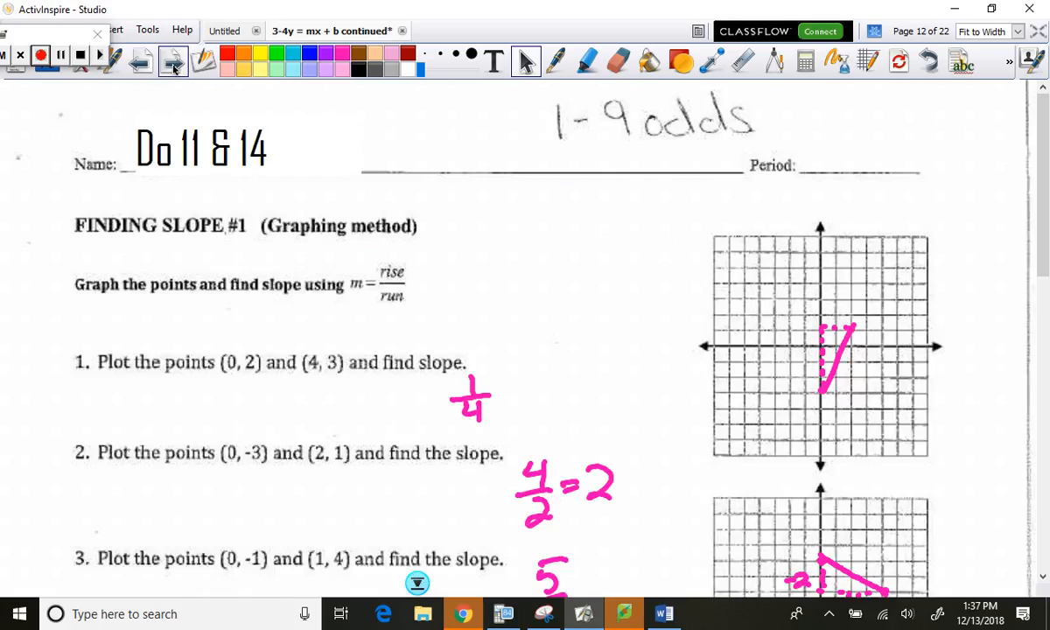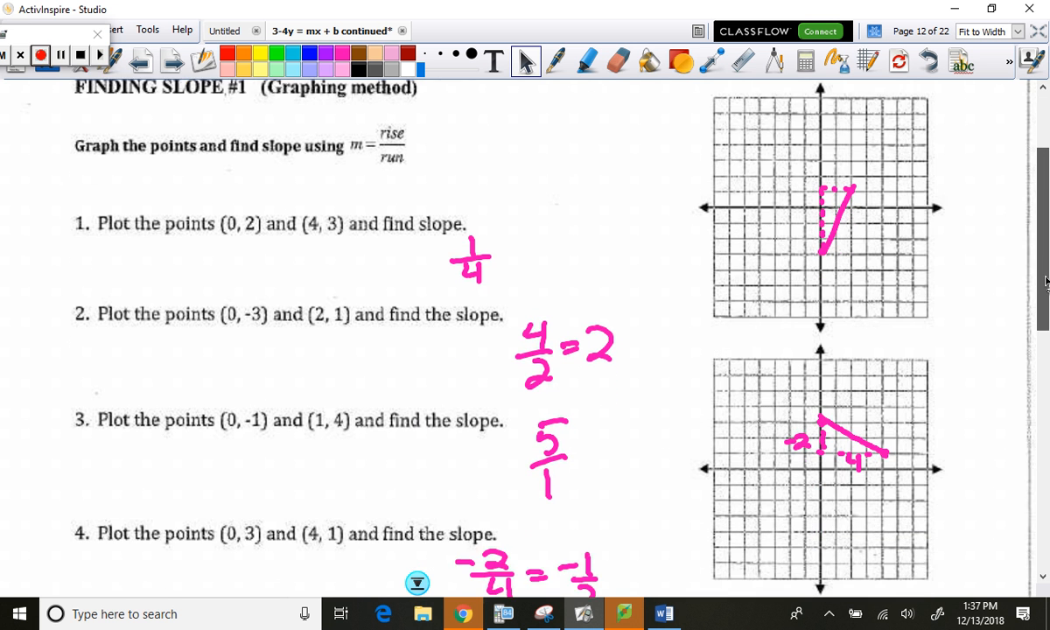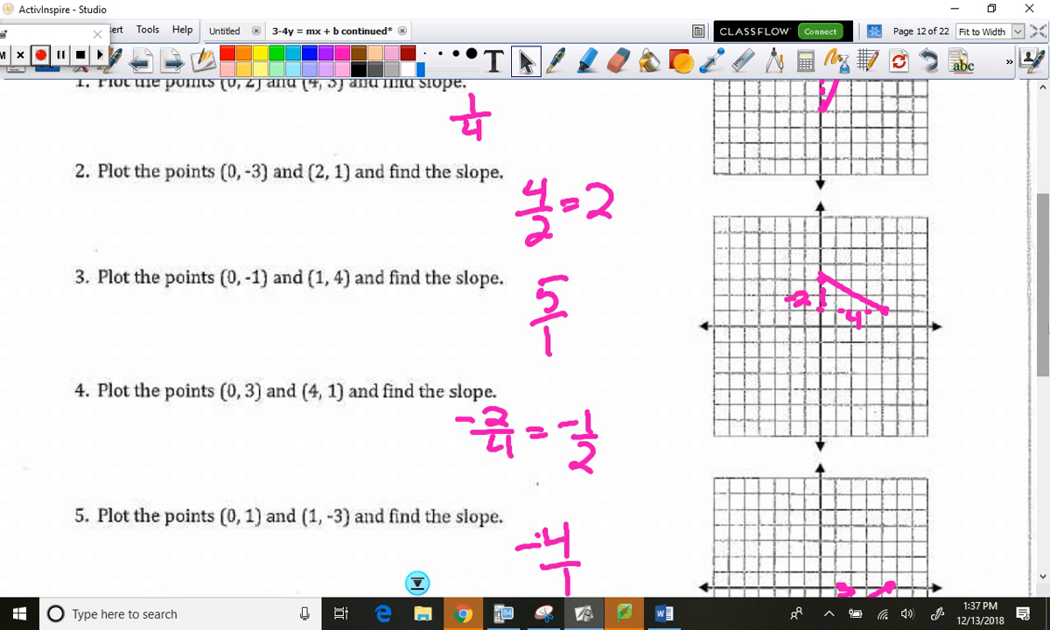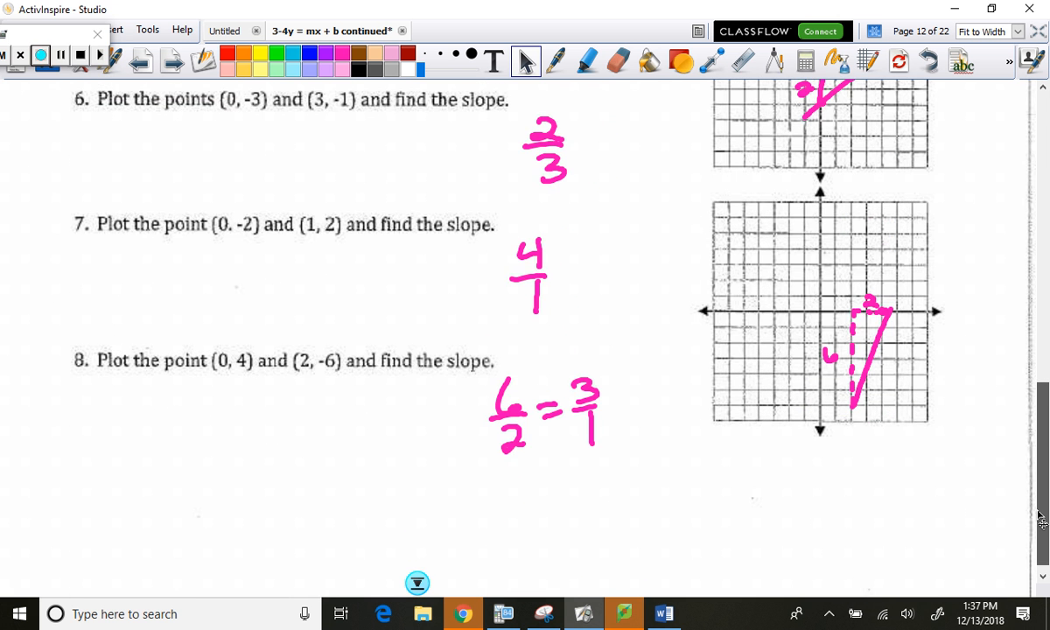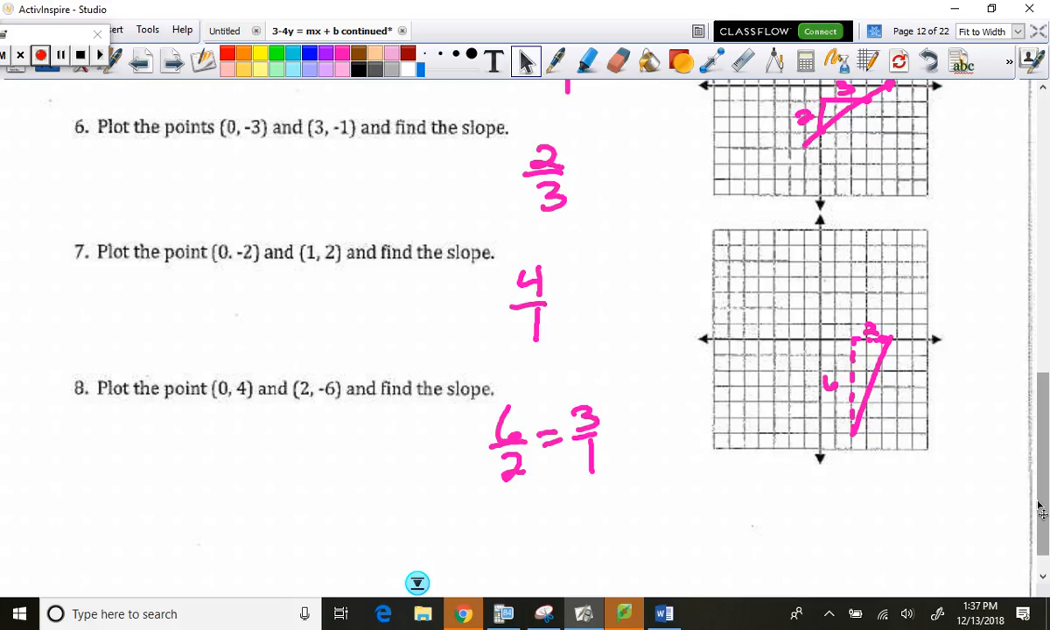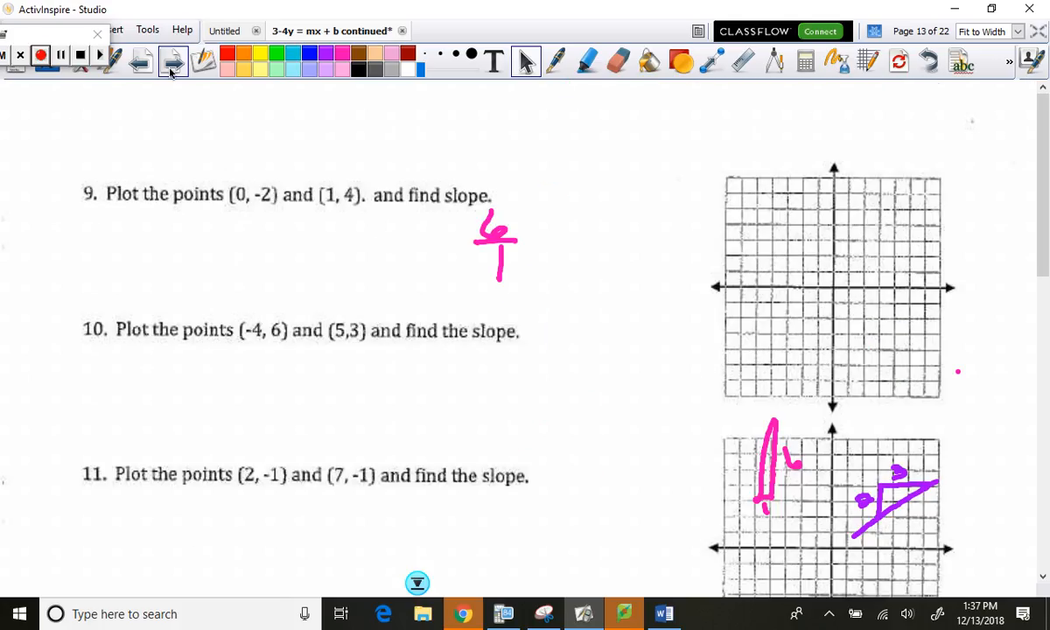On the slope paper, I'm going to do a couple on the back, but here are the answers for the front. Over. There is 1 through 5. Or 8. Then if we look on the back at number 9, it's 6/1. And I am going to do number 10.